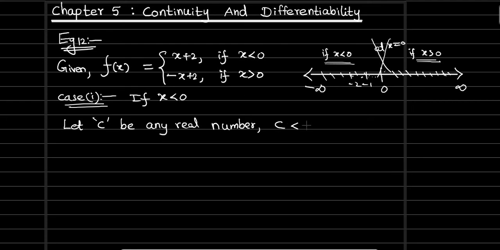And also C should be less than 0. At the same time, C should be smaller than 0. Such type of real numbers only I am assuming here. Okay, so now what happens when we test the continuity now?